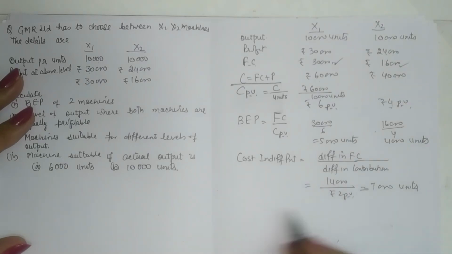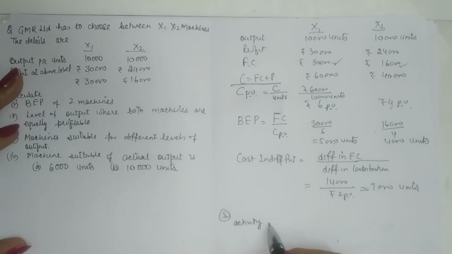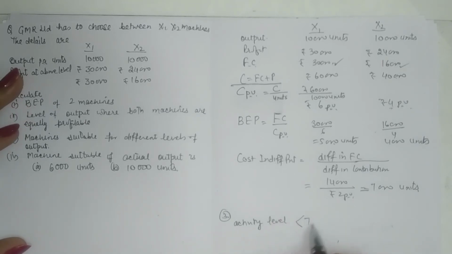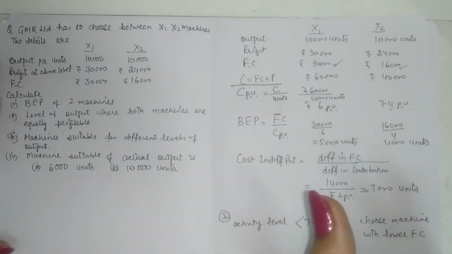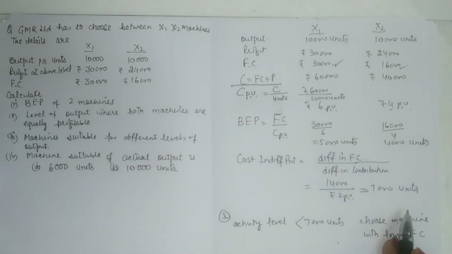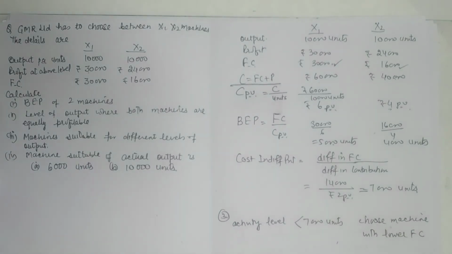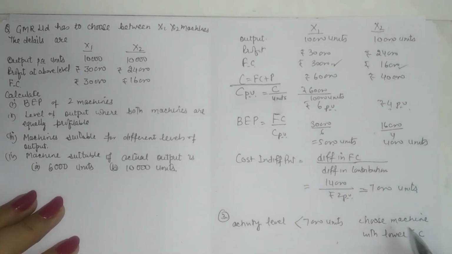So how should we choose between different levels of activities based on cost indifference point? Based on this, if the activity level is below 7,000 units, then we should choose a machine with lower fixed cost, because you are not able to come to the balanced output, that is 7,000, wherein both will give you the same result. So you should choose a method with the lower cost involved so that you have more profit. So here you will be choosing machine X2 with lower fixed cost.